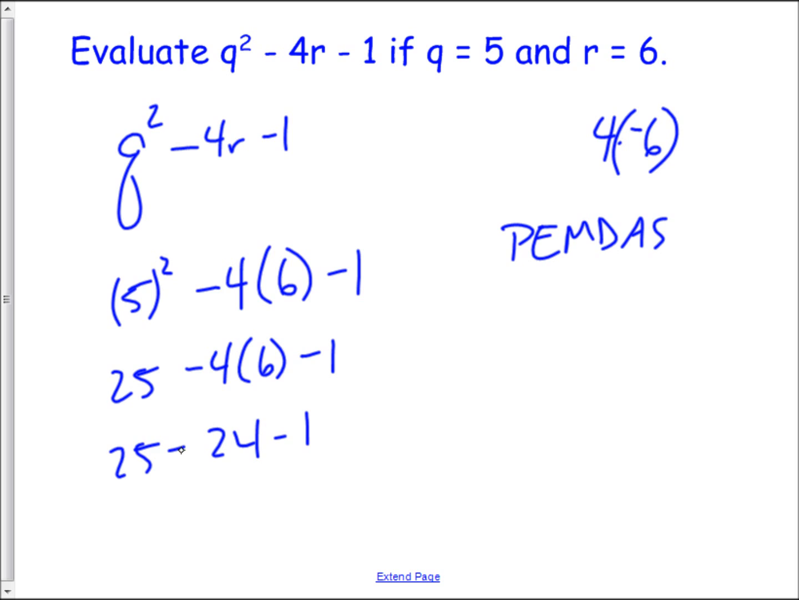Now I have all subtraction. So I'm down here at the end. Okay, you have to go from left to right, so I'm going to do this part first. So 25 minus 24 is 1, minus 1, and then I'm going to get 0. Okay, so that's my answer again. 1, 2, 3, 4, 5, 6 lines in my notebook paper for homework.